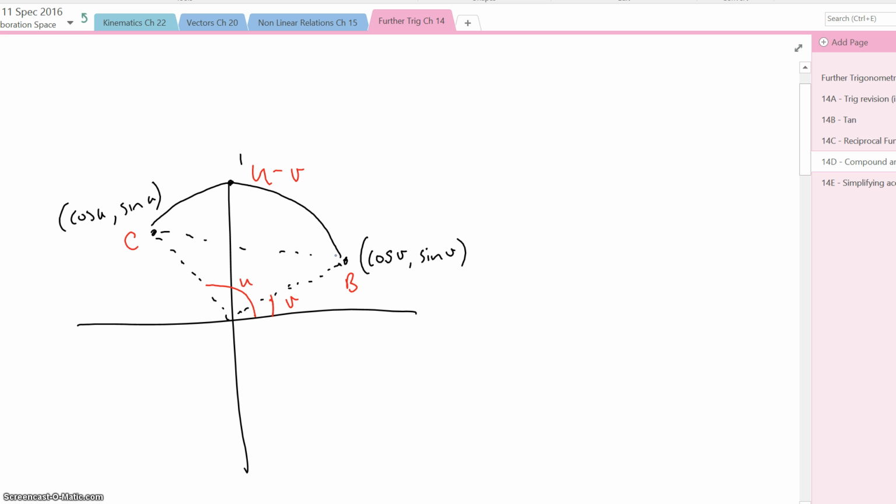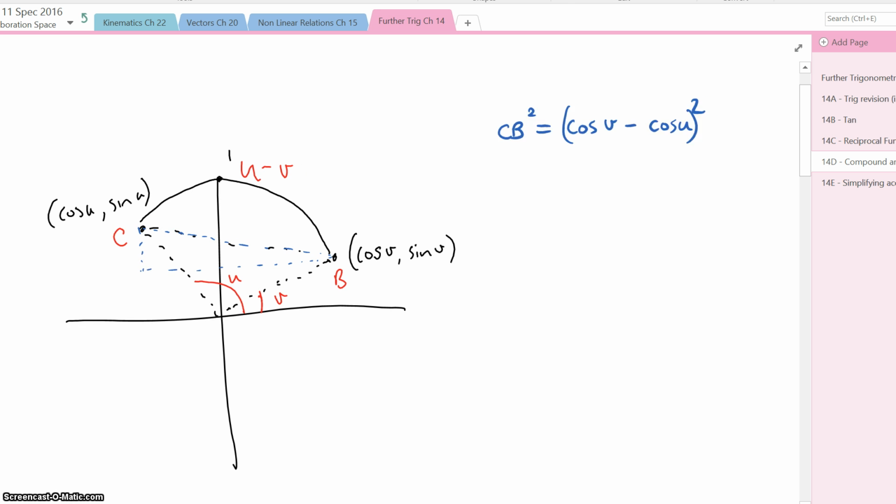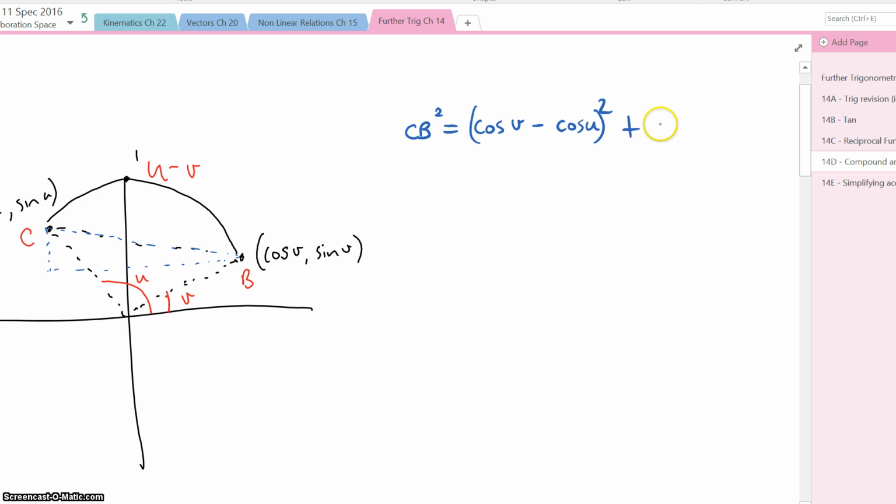Okay, and now I'm going to prove a couple of things. I'm going to get a triangle and then I'll find out what the length of CB is. I'm going to use Pythagoras, so I've got this line here, I've got this line here, and I've got this line here. So CB squared is equal to the distance in the x values, which will be cos V minus cos U, just using the distance formula, this one minus this one, all of that squared, and then I'm going to add sine V minus sine U, squared.